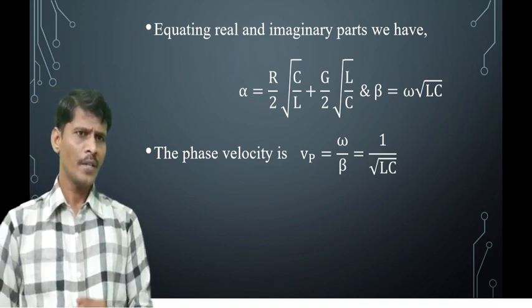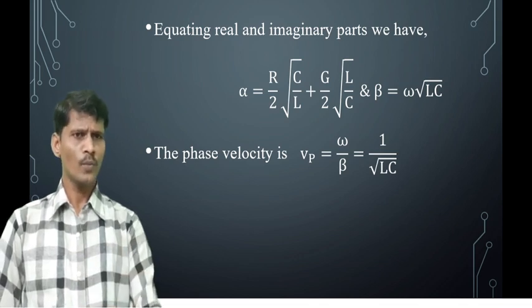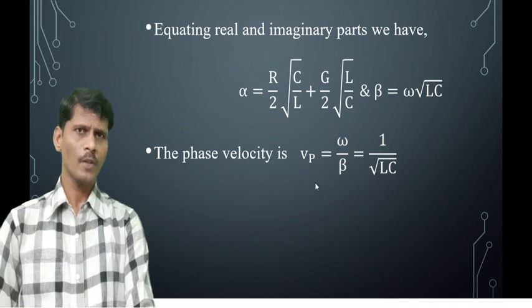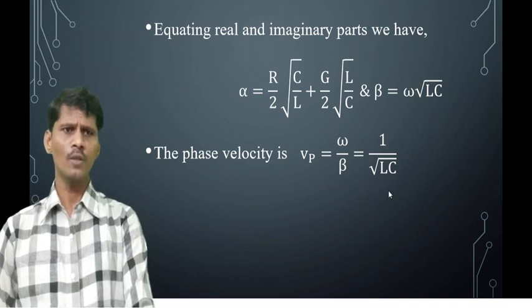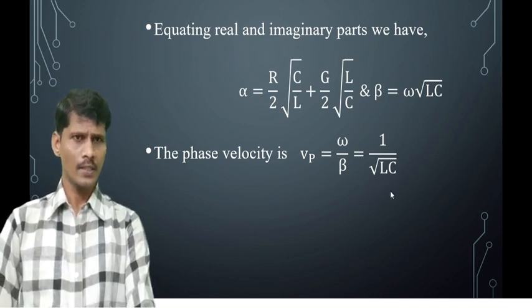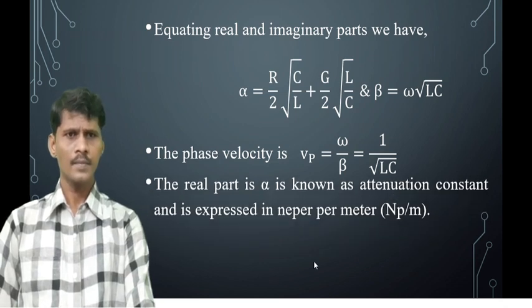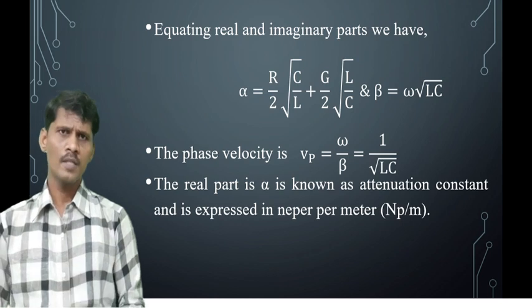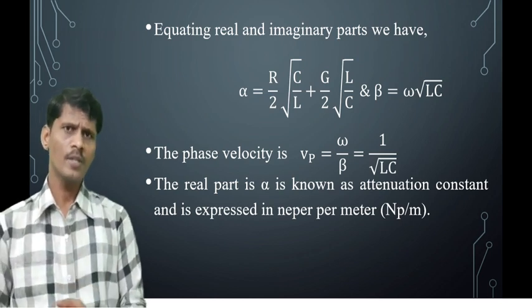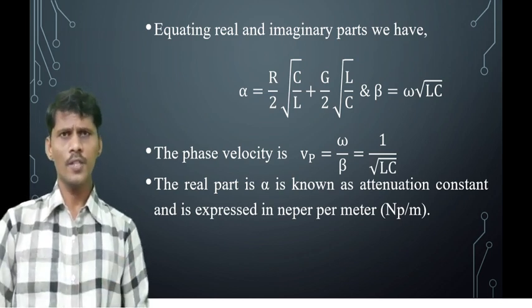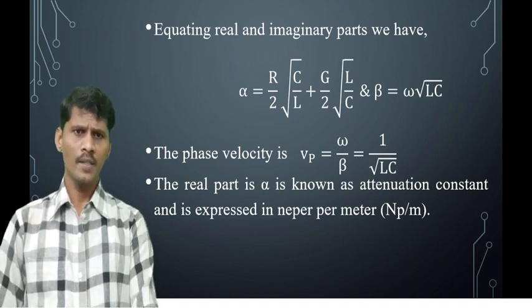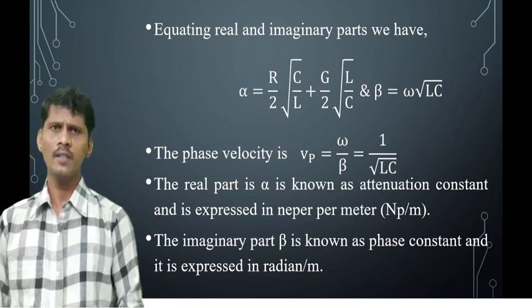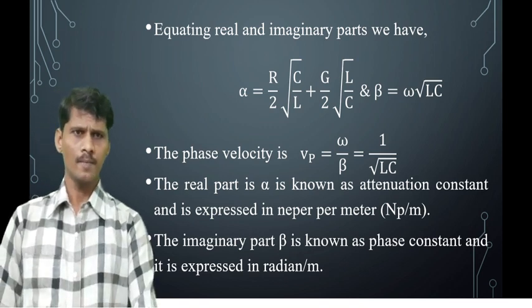We know that the phase velocity Vp is equal to omega by beta. Now here beta is equal to omega into square root of LC, and substitute beta value into phase velocity expression, we get the phase velocity Vp is equal to 1 by square root of LC. And the real part is alpha. Alpha is the real part, that is the attenuation constant, and the attenuation constant is measured in Napier per meter, and the imaginary part is the phase shift constant and it is measured in radians per meter.